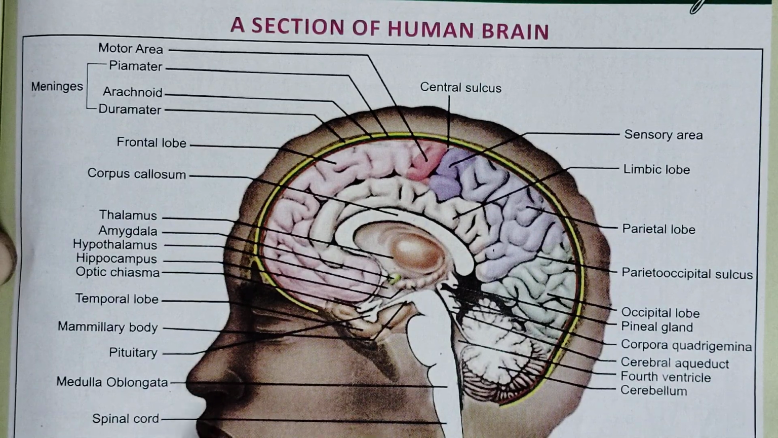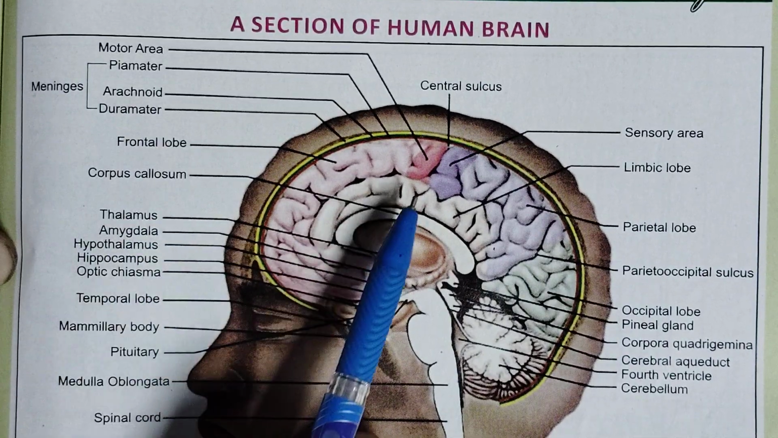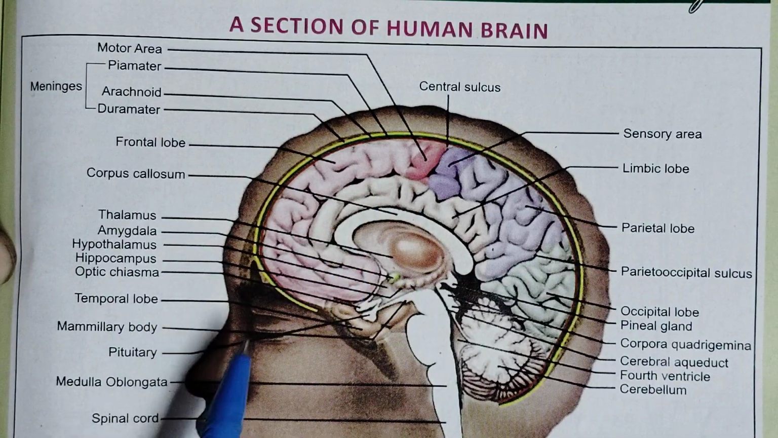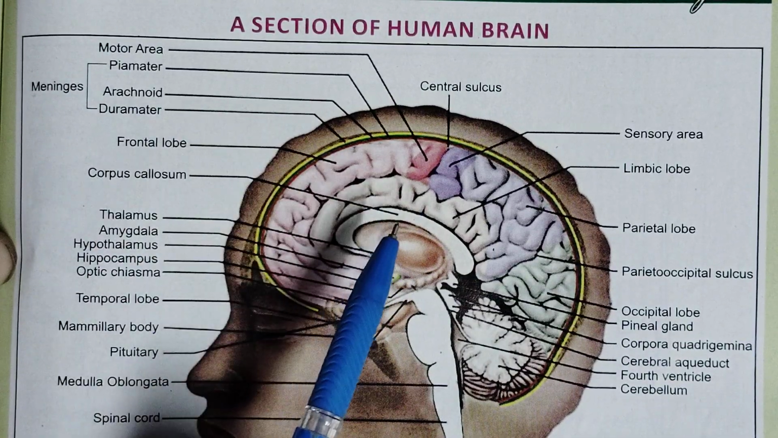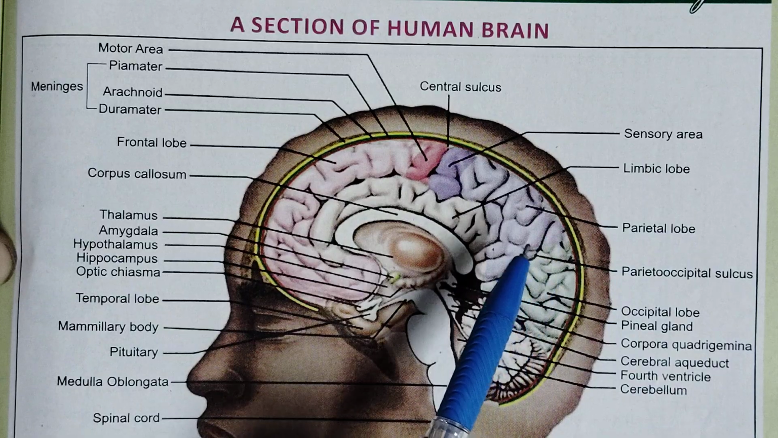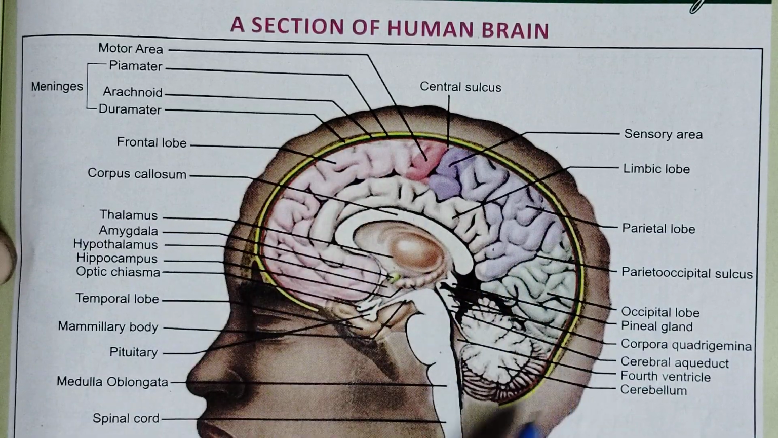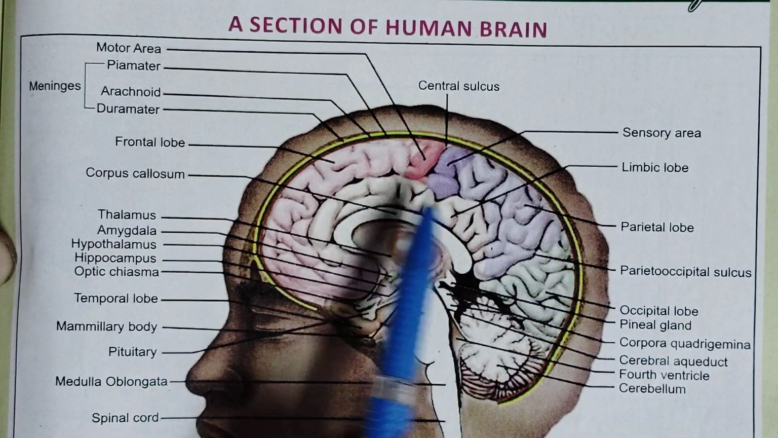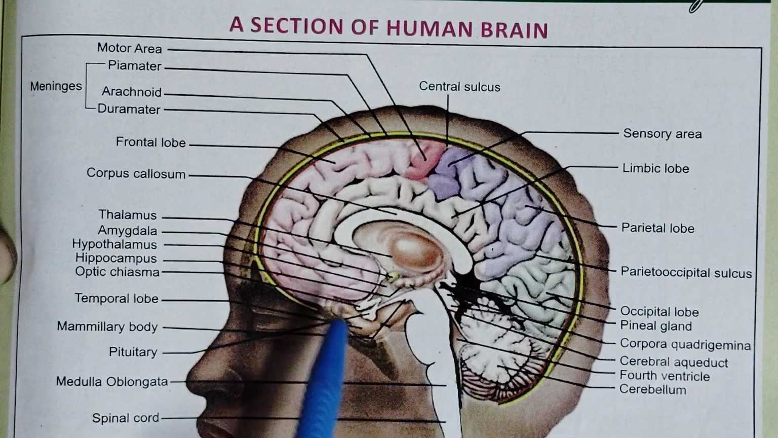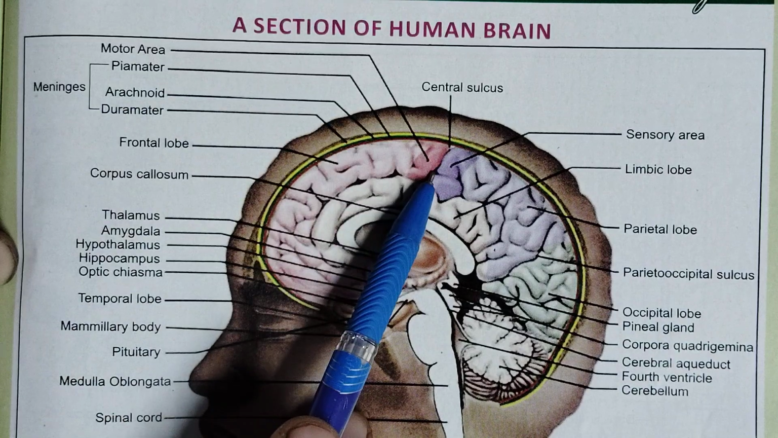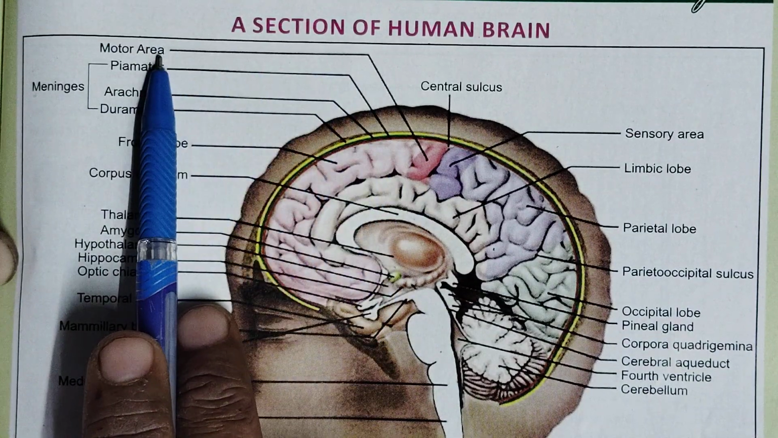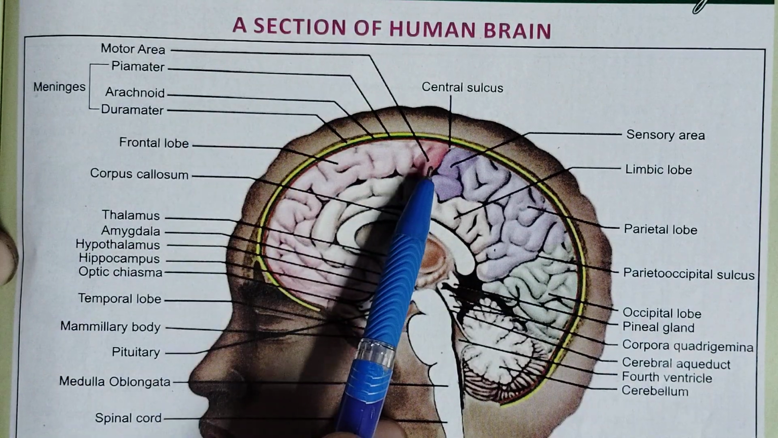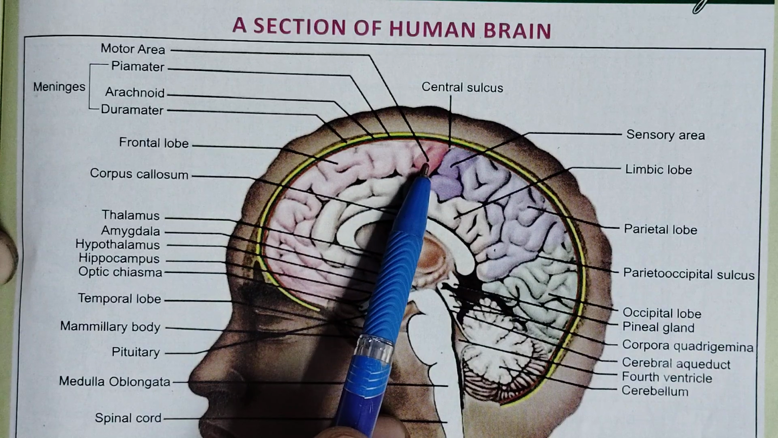There is the diagram, a section of human brain. This is the complete diagram, and in this diagram there are different names of the parts of the brain. So this is the human brain. This red part at the top of the brain is called the motor area.